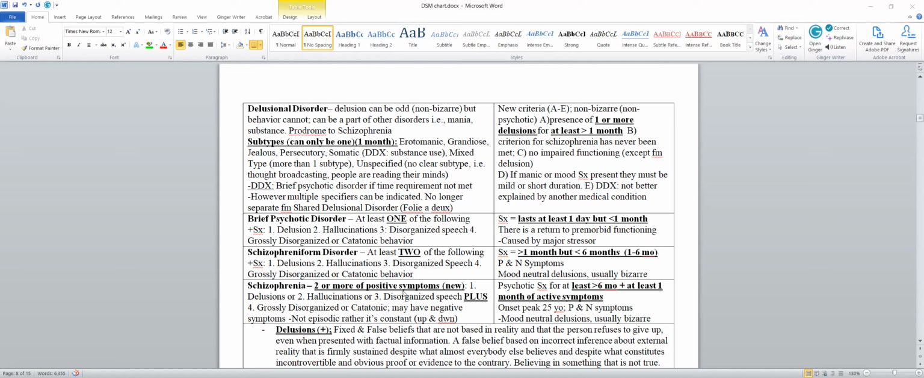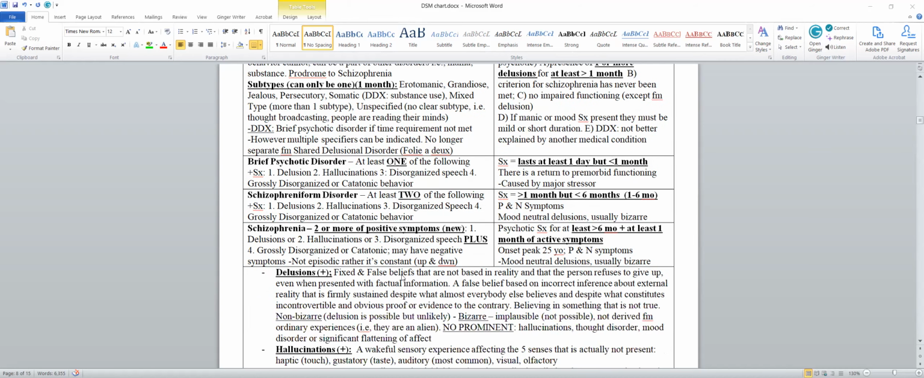The psychotic symptoms must be present for at least 6 months, with at least 1 month of active symptoms. Onset is around 25 years old. These are mood neutral delusions and usually bizarre.